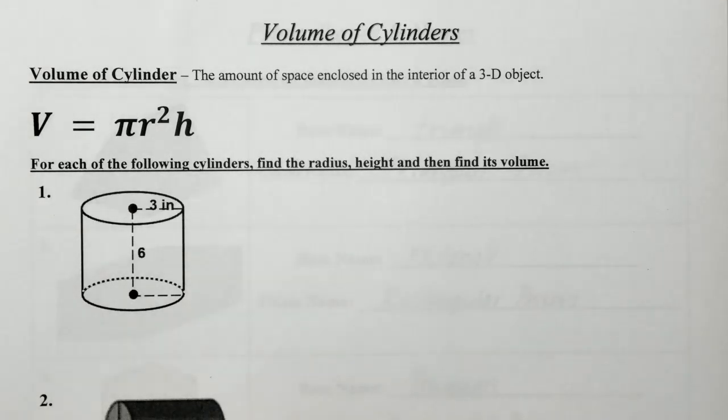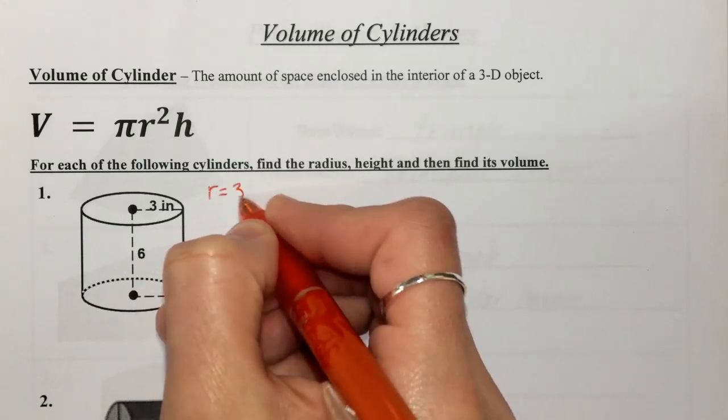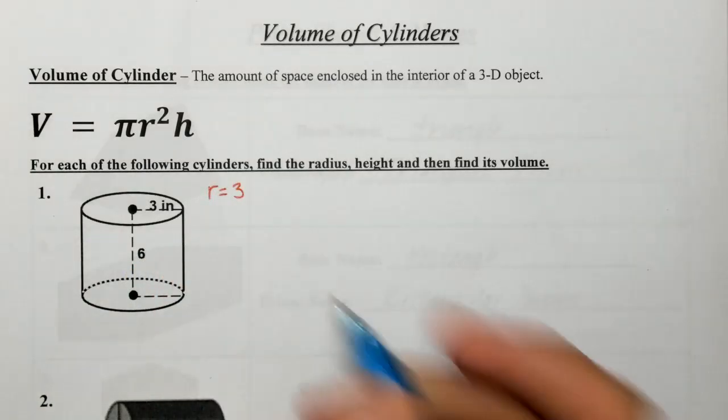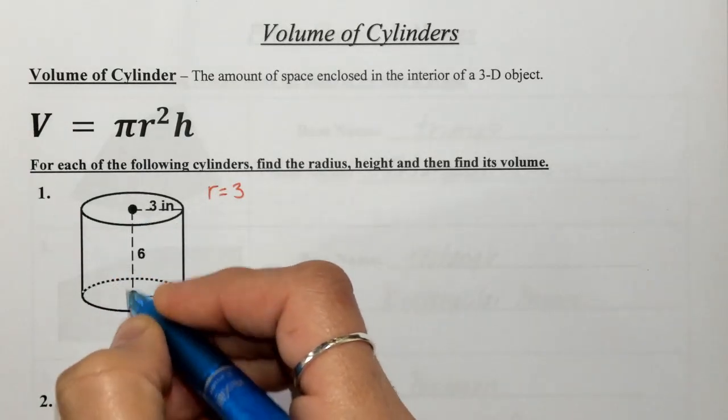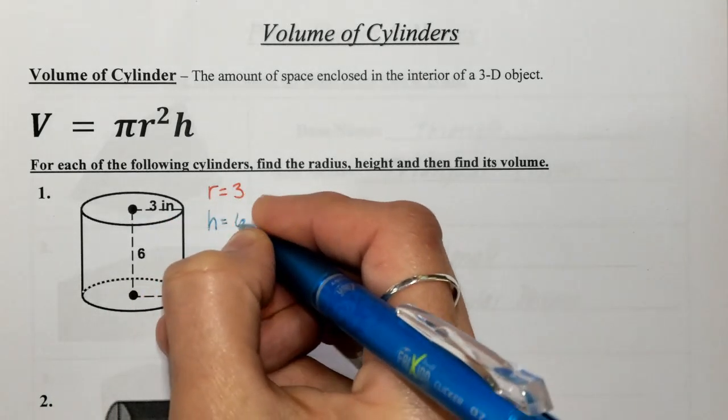First things first, we have pi radius squared times the height. So the radius and the height are the two things that we need. So we're going to write down what our radius is, which is 3. We're only halfway across that circle. Our height is going to be connecting those two circles. So our height is going to be 6.